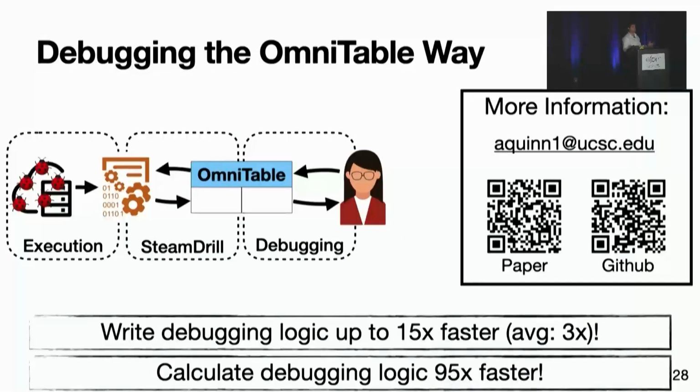In conclusion, today I told you about how the OmniTable abstraction treats a program execution as a large database table that you can then query using relational logic. I showed you how this model allows us to simplify debugging logic by up to a factor of 15 when we compare that to our standard debugging tools. And then I talked about how our prototype system, SteamDrill, leverages lazy materialization to accelerate the calculation of OmniTable queries by a factor of 95 on average when compared to those standard debugging tools.